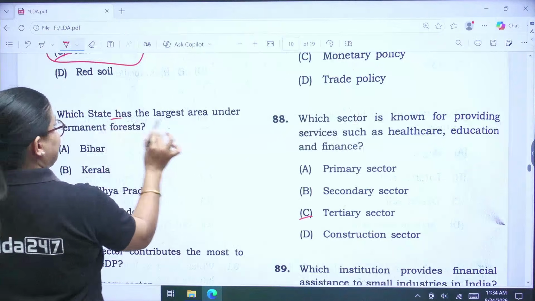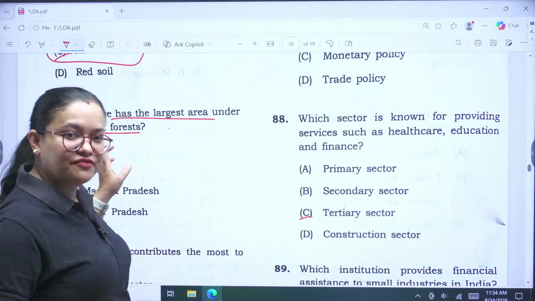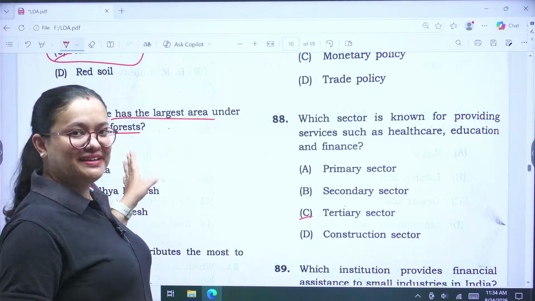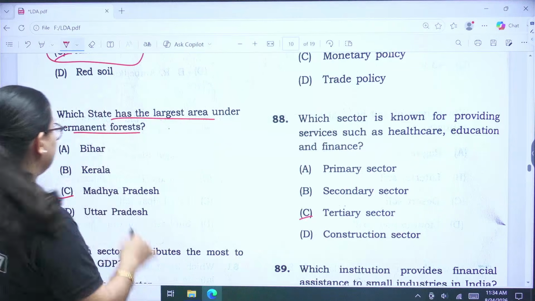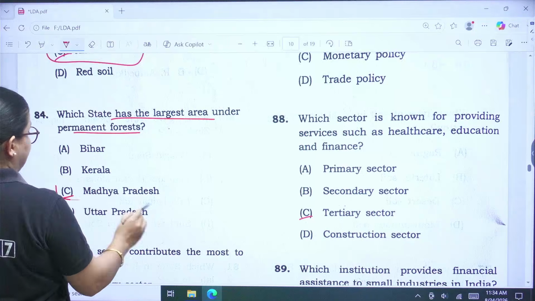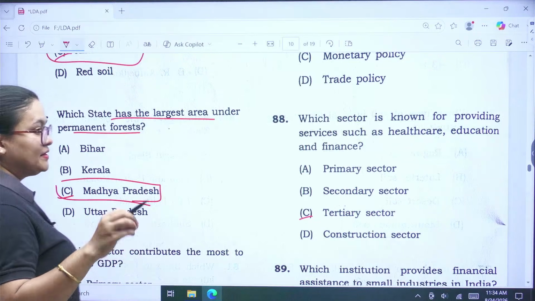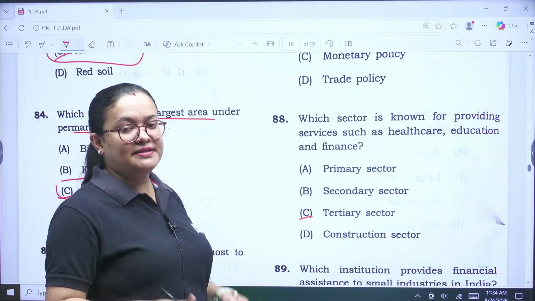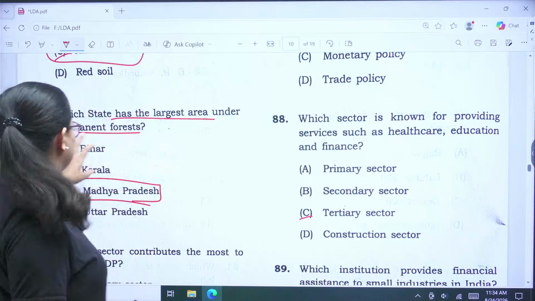Next, which state has the largest area under permanent forest? I have already taught you this many times. I hope you gave the correct answer. The largest area is none other than Madhya Pradesh. Maximum area is covered by Madhya Pradesh, state-wise and forest-wise as well.